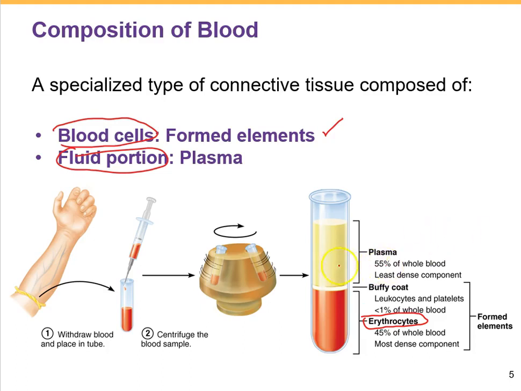That's the reason it's going to be found on the bottom of the tube. And then the top part of the tube would be plasma, which is 55% of the whole blood and is the least dense component. And between the plasma and erythrocytes, we have a very thin grayish layer, which is called a buffy coat. Buffy coat plus erythrocytes both make up the formed elements.